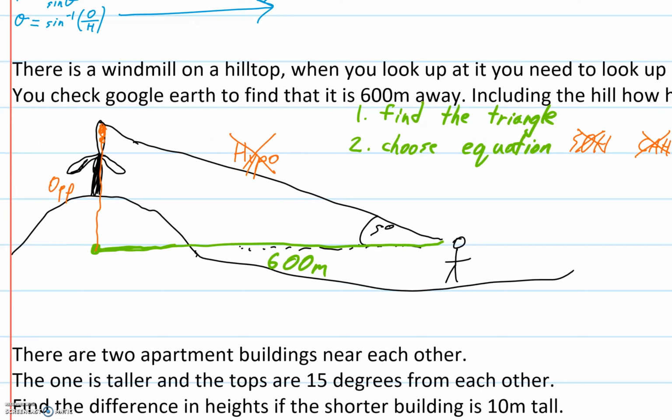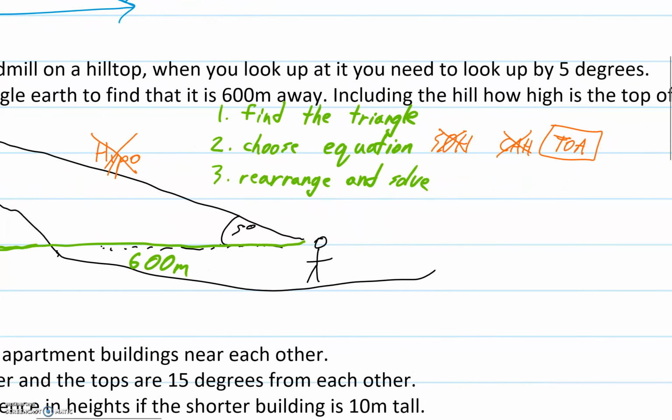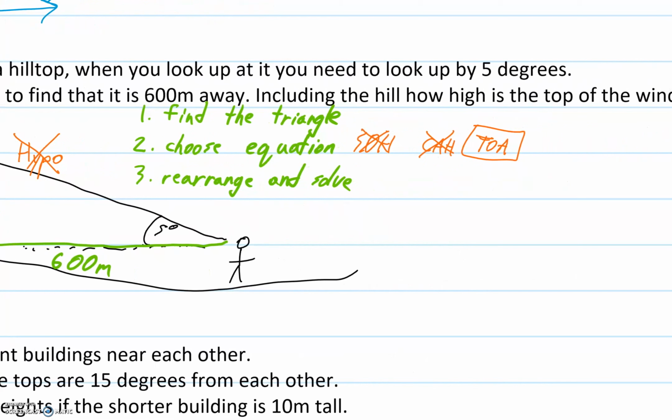Next, once we do that, we rearrange and solve. All right, so let's go ahead and try this question out. So tan of the angle, 5 degrees, equals opposite over adjacent. Adjacent is 600 meters. I have no idea if this is going to be too tall. I didn't actually look, but maybe the hill is really big. Okay, anyway. So tan of the angle equals opposite over adjacent.